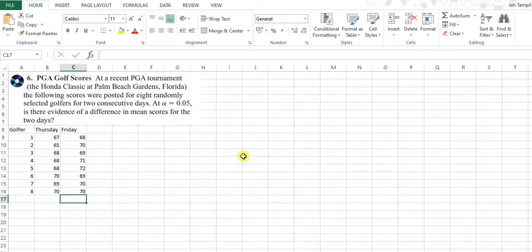Let us have another example of t-test of dependent means. At a recent PGA tournament, the Honda Classic at Palm Beach Gardens, Florida, the following scores were posted for 8 randomly selected golfers for 2 consecutive days. At alpha equals 0.05, is there evidence of a difference in the mean scores for the 2 days? So pause the video and try to answer this problem.